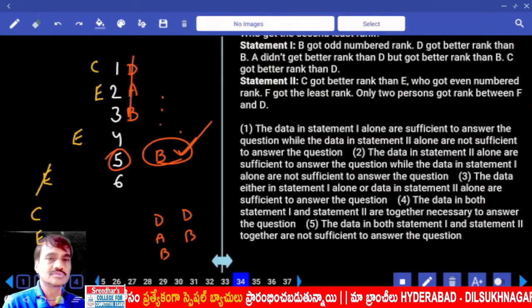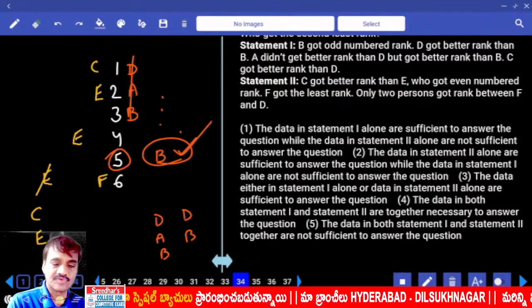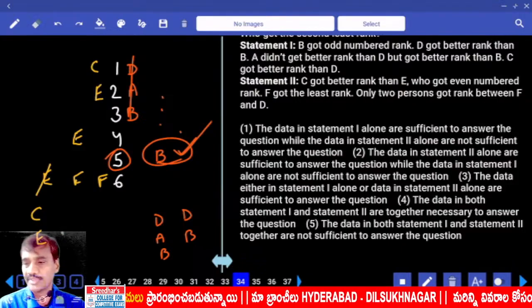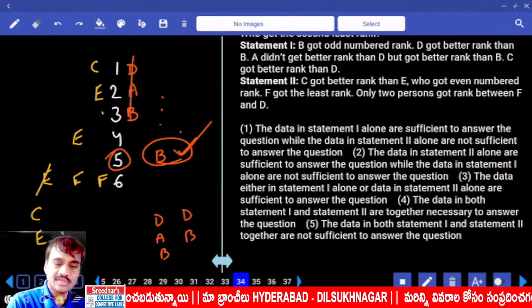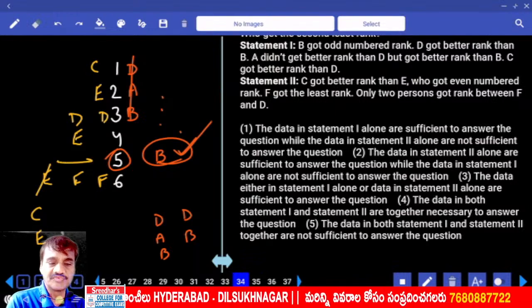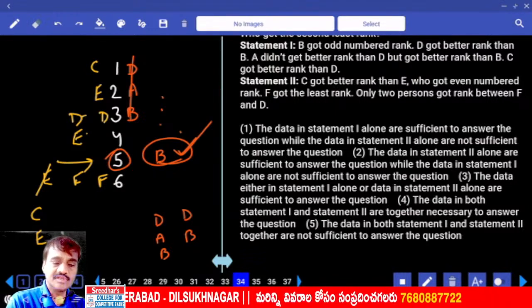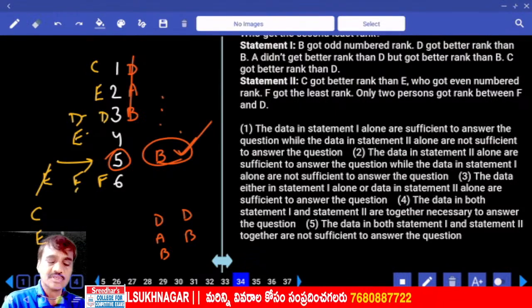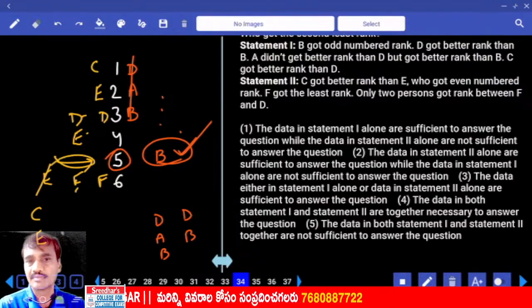Then F got the lowest rank, so this case is ruled out. F is at the 6th place. Then there are only 2 persons between F and D, so D is here. Now here again D is here. In this one, who is at the 5th place? D, E, F cannot be at the 5th place. The remaining 3 persons can be here.